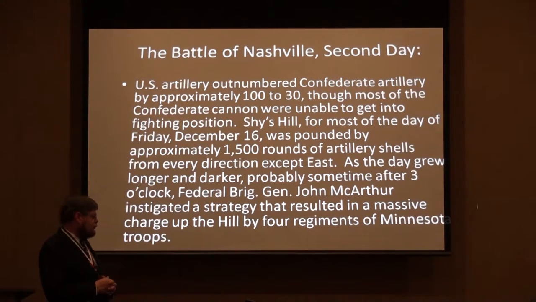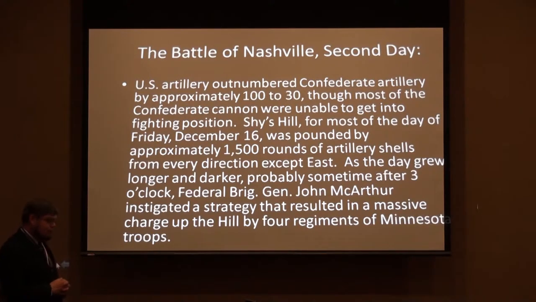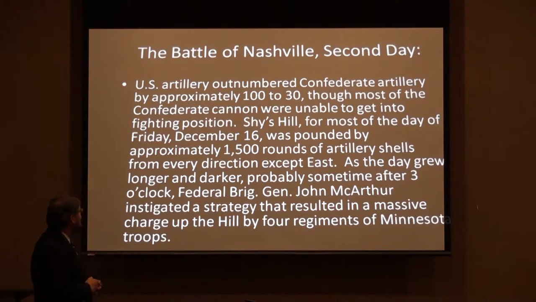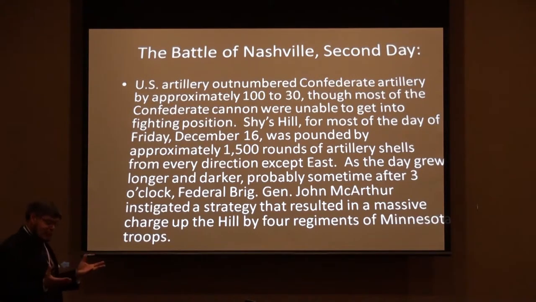The Battle of Nashville's second day: U.S. artillery outnumbering Confederate artillery by approximately 100 to 30. Okay, that's quite a difference. Most of the Confederate cannons were unable to get into fighting positions, and even what they did have, they couldn't use effectively. Shy's Hill, for most of the day of Friday, December 16th, was pounded by approximately 1,500 rounds of artillery shells from every direction except east.